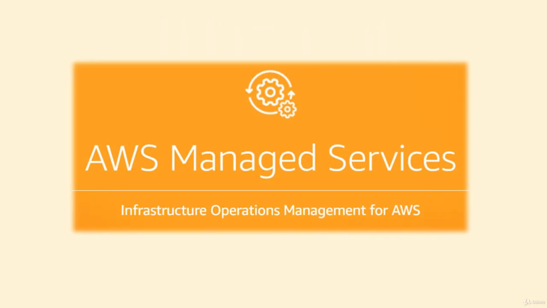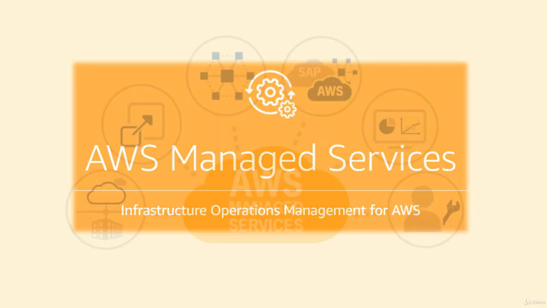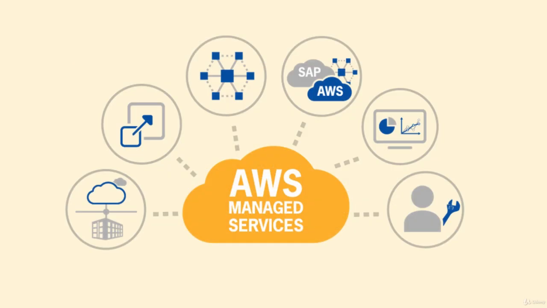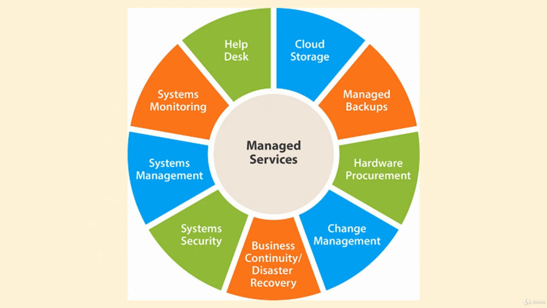With Managed Services on Amazon, you can perform various operation management on infrastructure and other resources on cloud. So here you could provision the various kind of metrics. You have different applications running out in the cloud, and you need to perform certain operations. You have systems monitoring, systems management, system security, business continuity, disaster recovery, change management, the help desk, cloud storage, managed backup, and hardware procurement. These are all the managed services that you could use on the cloud.